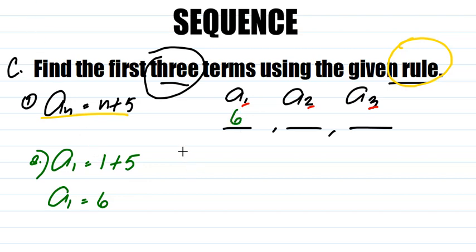Okay, punta na tayo sa pangalawang term. Hinahanap natin yung value ni a sub 2. Therefore, yung formula natin instead na a sub n ay magiging a sub 2 equals, yung n natin ay 2 kasi it's the second term. 2 plus 5. In short, papalitan mo yung n based kung pang ilang term yung hinahanap natin.